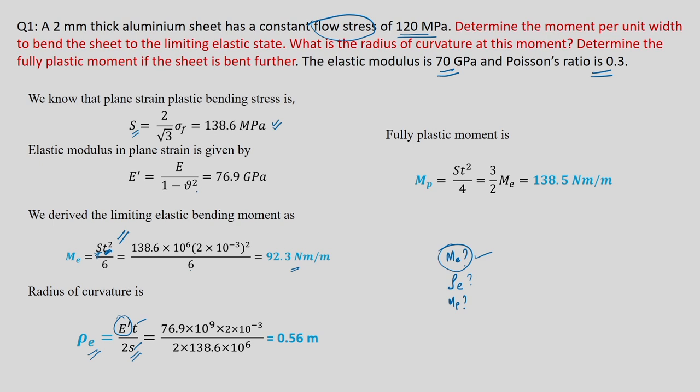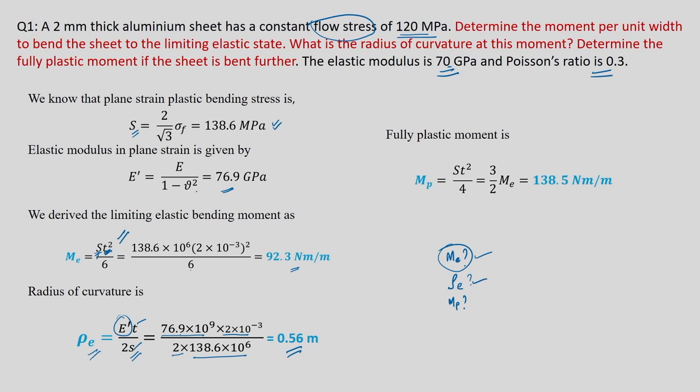So, E dash is nothing but E by 1 minus nu square, E is 70, 1 minus 0.3 squared, keep consistent units here. So, you will get E dash as 76.9 GPa. It is slightly larger than the uniaxial Young's modulus, 70. So, that 76.9 you can substitute, with appropriate unit conversion, into thickness divided by 2 into S, which is already 138.6, given here, which will give you rho E as 0.56 meter. You can convert that into millimeter also if you want. So, second one is also found out.